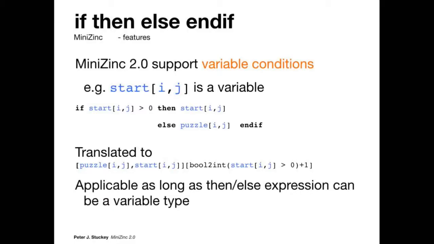And we can actually do that by basically translating this into this expression. Here, this is a little array of size 2. Here's the first answer, which is the else case. And here's the second answer, which is the then case. And then I'm looking up that array using this value, evaluating this expression to see whether it's true or false. If it's false, it'll get 0. I'll add 1 to that, and so I'll look up the first element, so I'll get puzzle ij. If it's true, I'll get 1. I'll add 1 to that, I'll get the second element, which is start ij. So you can see that you can write quite expressive things once you have this kind of power.